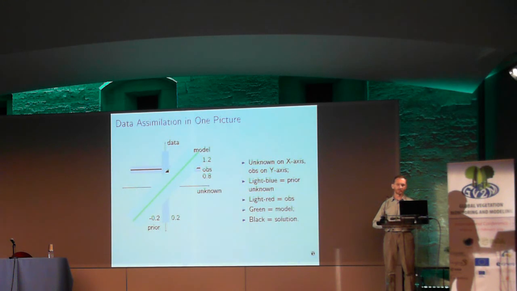That's the light red. The green is the model. Again, it's not a very good model. We're not very confident. It's a big fat rectangle that describes what kind of spread we can expect for a given value of the unknown. And then we find the solution. We find the solution graphically just by looking at the overlap between these probability distributions.